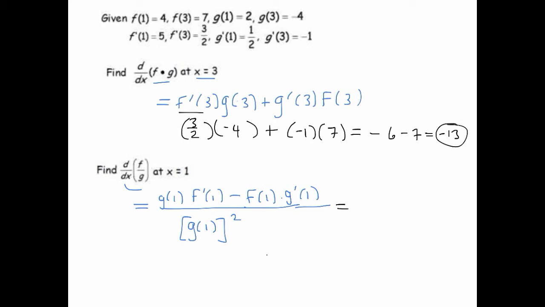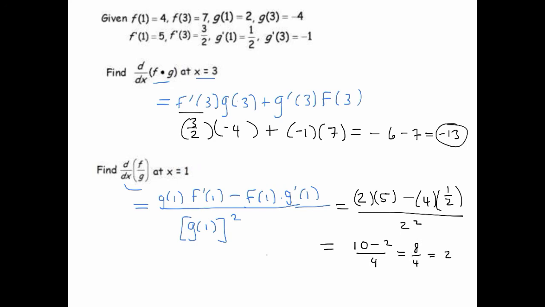So g of 1, it looks like it's 2. f prime of 1 is 5. f of 1 is 4. And g prime of 1 is 1/2. Divided by g of 1 squared. g of 1 again is 2, so that's 2 squared. And we get as an answer 10 minus 2 over 4, or 8/4, or 2.